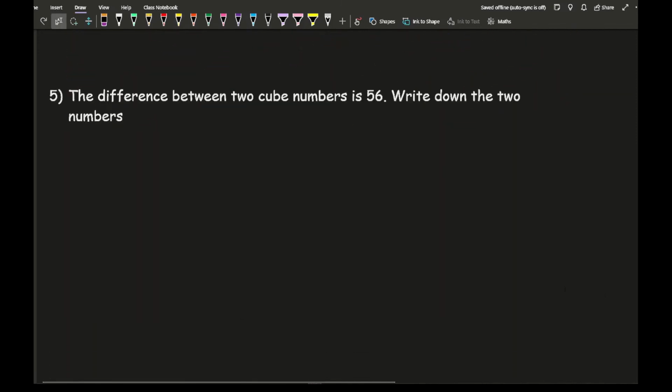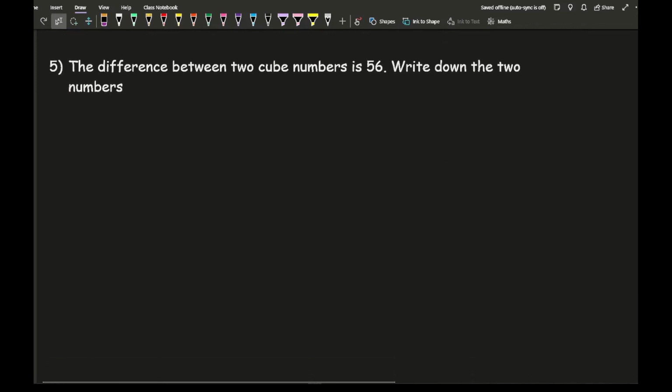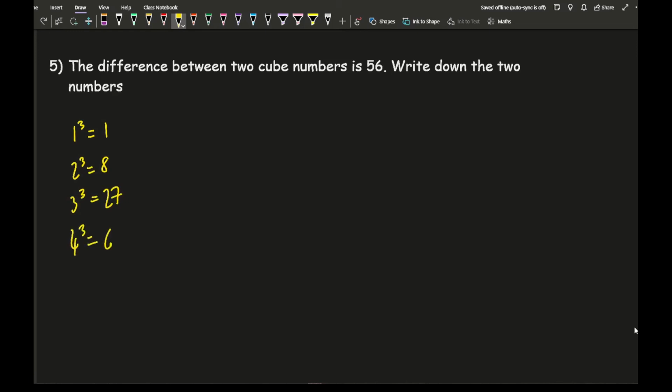So the next one is very similar, but this time looking at difference. It says the difference between two cube numbers is 56. Write down the two numbers. So again, if I look at my cube numbers, 1 cubed is 1, 2 cubed is 8, 3 cubed is 27, 4 cubed is 64, 5 cubed is 125. And if this was a calculator question, I could go beyond. If it's non-calculator, you're probably going to be using these cube numbers to try and make our answer of 56.